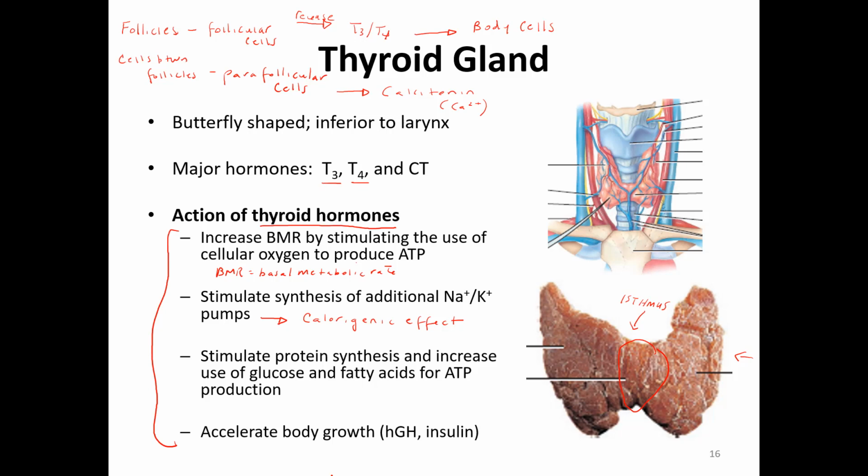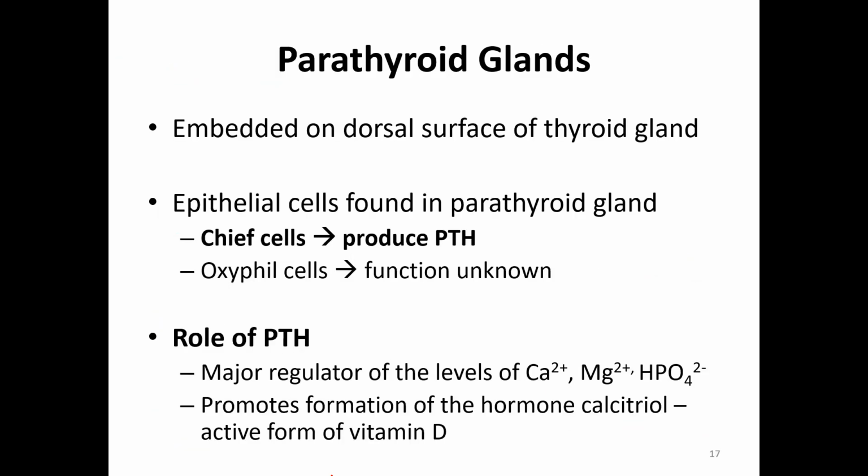Thyroid hormones are also required for the growth of the skeletal system. They promote formation of ossification centers in developing bones, synthesis of many bone proteins, and secretion of growth hormone and insulin-like growth factors. Deficiency of thyroid hormones during fetal development, infancy, or childhood can cause severe mental retardation and stunted bone growth. The next gland that we're going to focus on is the parathyroid glands.